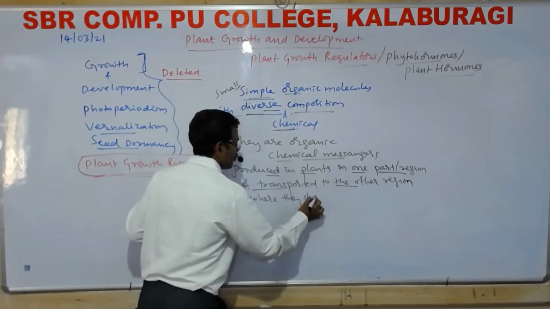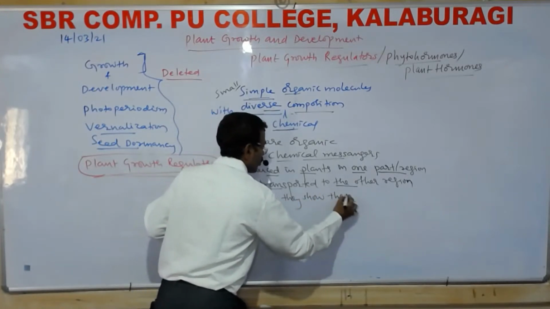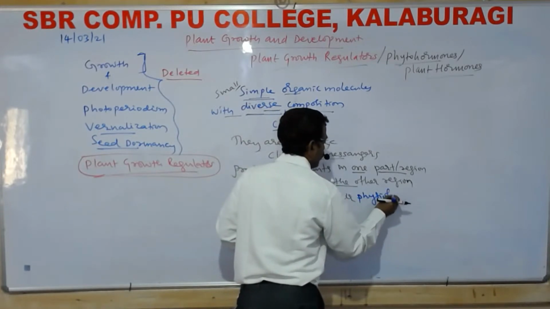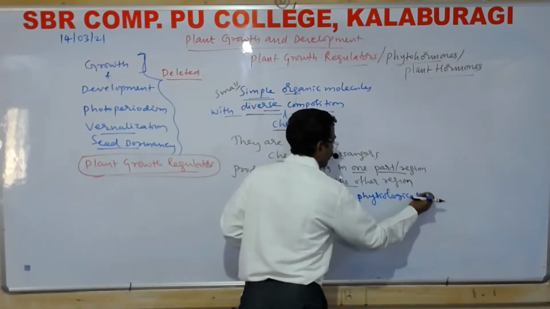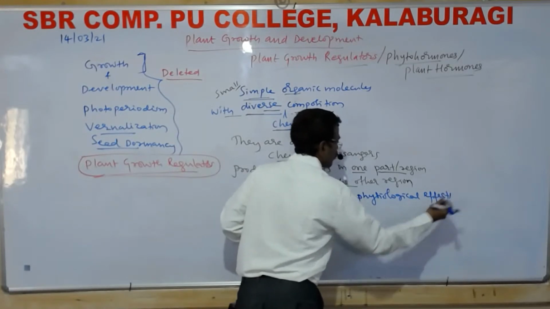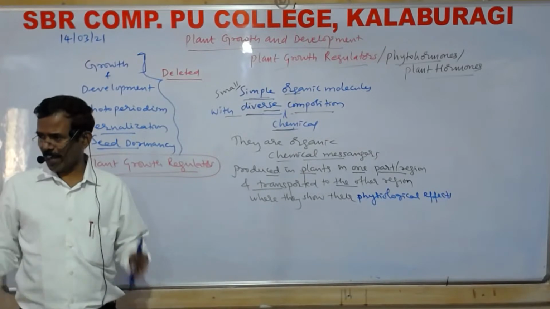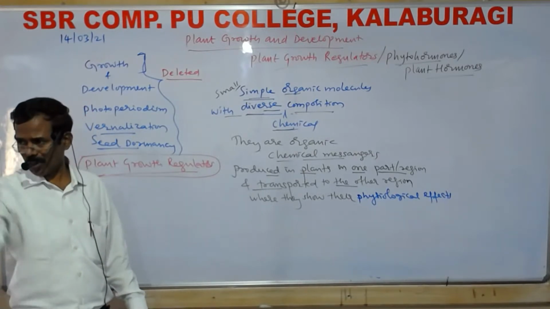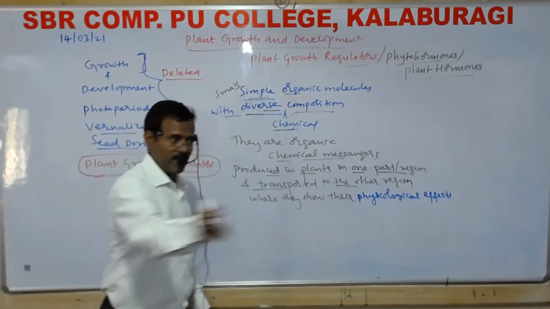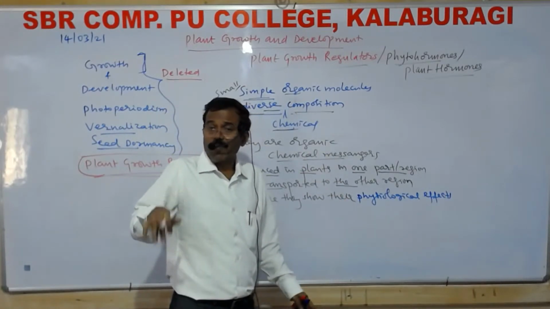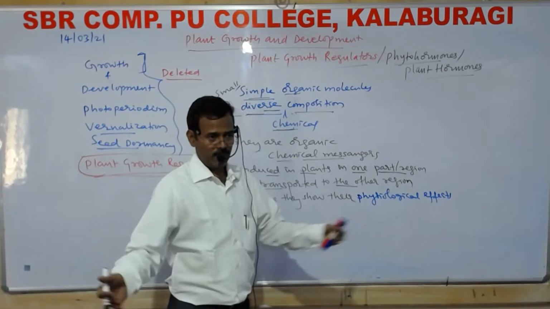show their physiological effect. They are organic chemical messengers. They are organic substances produced in one part of the plant, translocated or transported to another part of the plant, where they show their physiological effect.